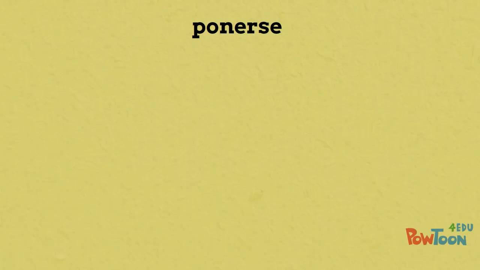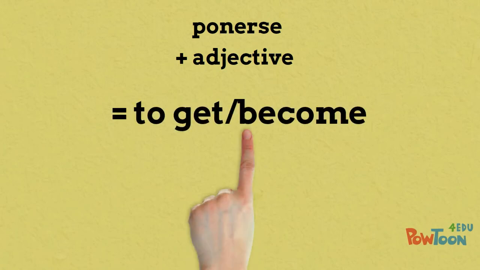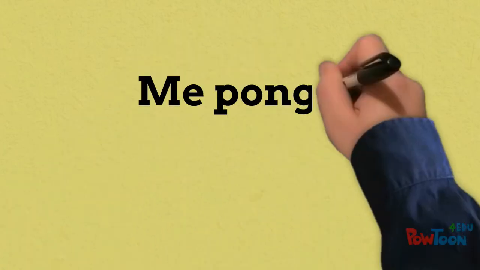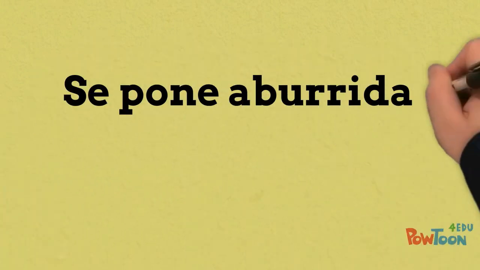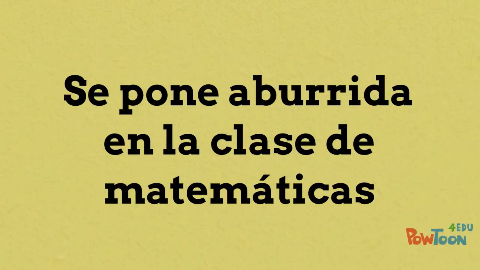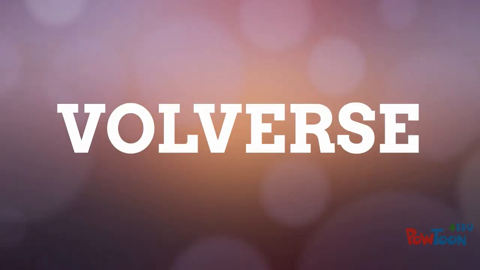It is important to mention another common use of ponerse. This reflexive form can be used with an adjective to reflect a change in emotion or other description, taking on the meaning to get or become. Por ejemplo, me pongo nervioso antes de presentaciones. I get nervous or I become nervous before presentations. Ella se pone aburrida en la clase de matemáticas. She gets bored or becomes bored in math class. This verb is often used this way, but is also interchangeable with volverse.